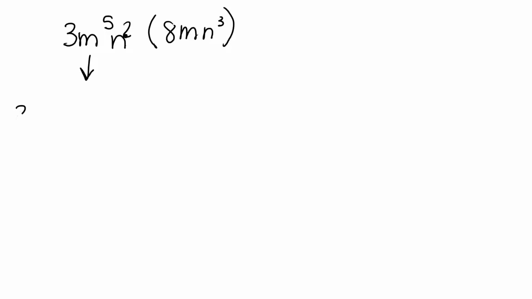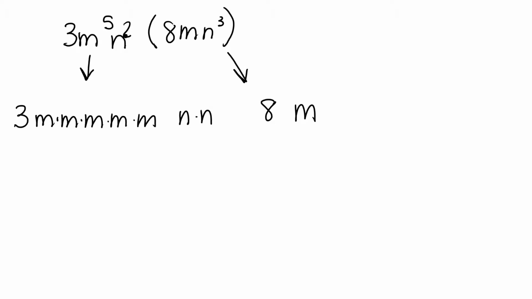For our next problem, we're going to do 3m to the 5th n squared times 8mn to the 3rd. Again, I am going to show you both methods. We can break it down. The coefficient 3, 5 m's, and 2 n's. For the second part, we have our coefficient 8, and m, remember there's nothing written there, so that is an understood 1 for our exponent, and then n to the 3rd.